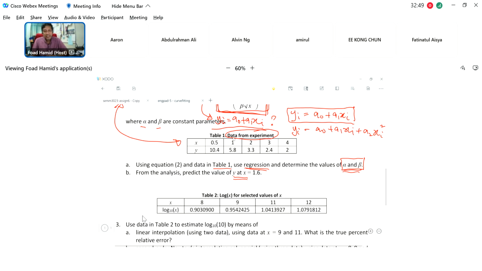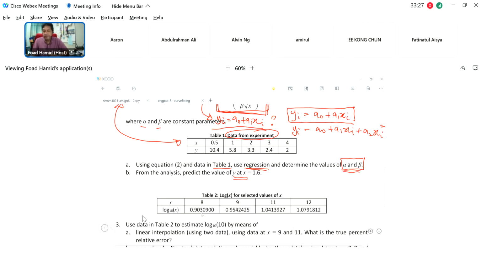So this has errors, because data from experiment, we have errors coming sometimes from your reading, from your silly mistakes, and of course from your equipment that you use. Okay. Now let's look at table 2 here. Table 2 here is log, which is a function. This is an analytical function, and it has no error. So if you push your calculator for log 8, it should give you the exact same number as what is shown here on the table.